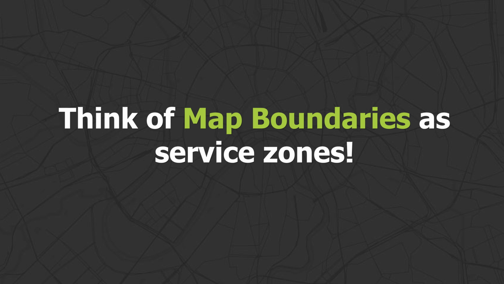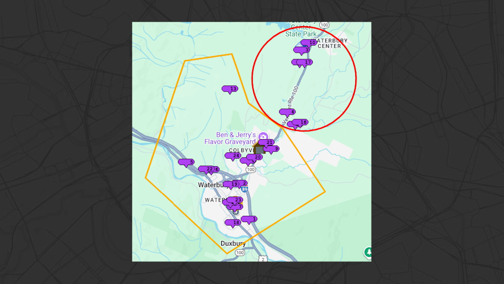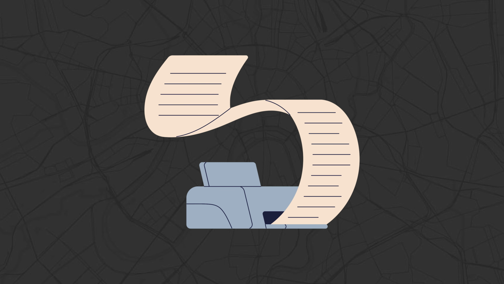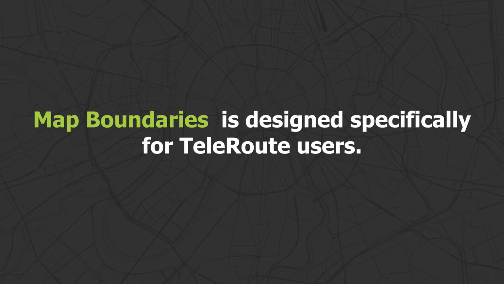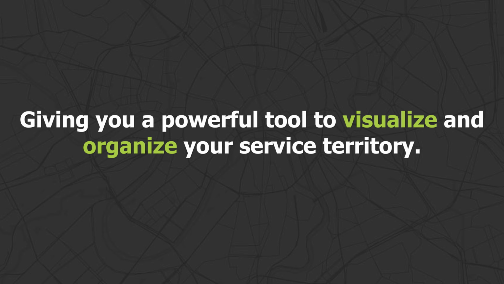Think of map boundaries as service zones that you draw right on your map. Instead of manually sorting through customer lists, you're creating geographic areas that group your customers together. Map boundaries is designed specifically for Teleroute users, giving you a powerful tool to visualize and organize your service territory in ways that make sense for your business.